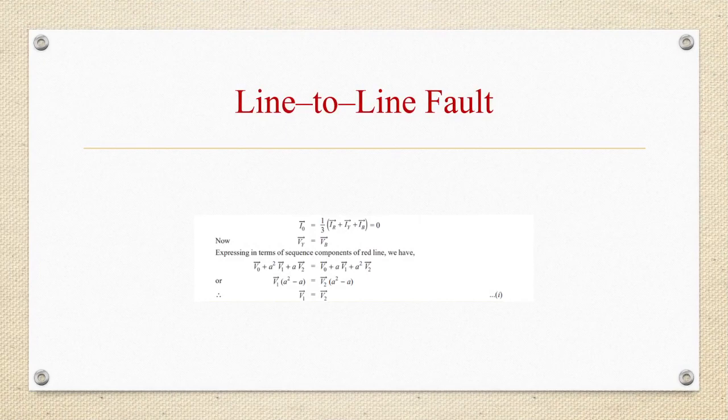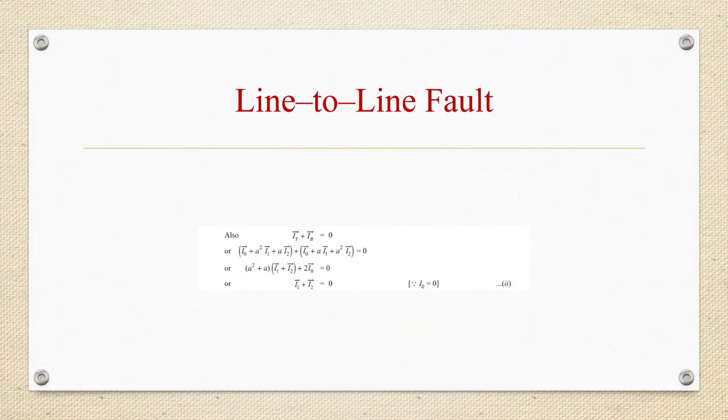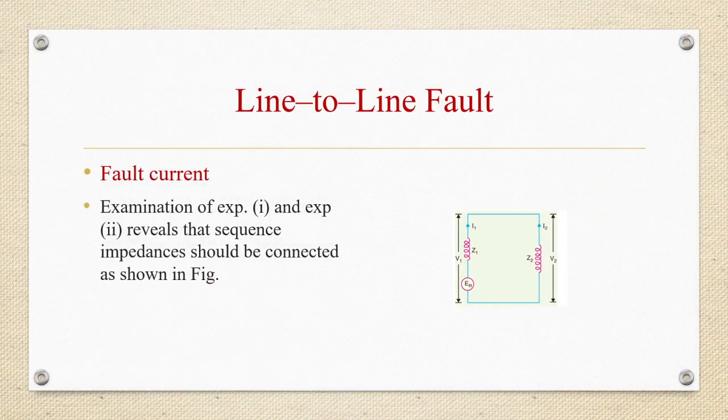And when we express this in terms of sequence components of red line R, then V naught plus A square V1 plus AV2 is V naught plus AV1 plus A square V2. So when we do the simplification, V1 is equal to V2. This is the first expression. And Iy plus Ib is 0, or I0 plus A square I1 plus AI2. We are substituting the values of Iy and Ib. Then simplifying the equation and getting the value as I1 plus I2 is 0. This is the second expression.